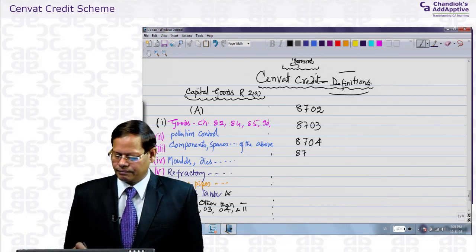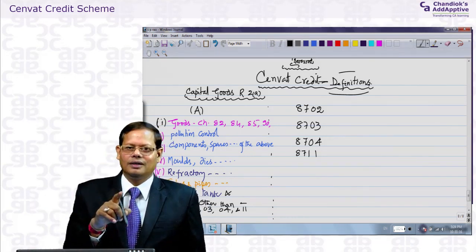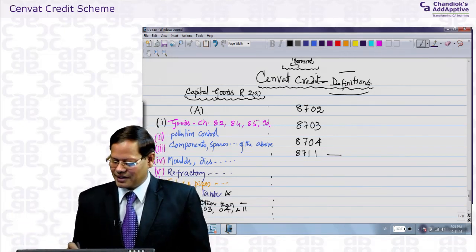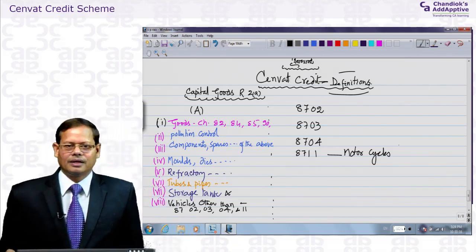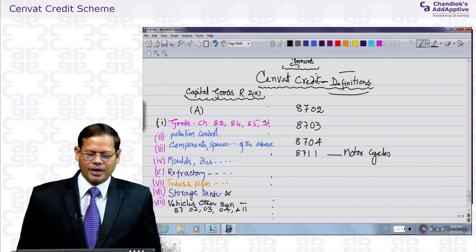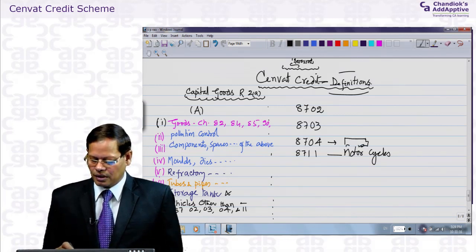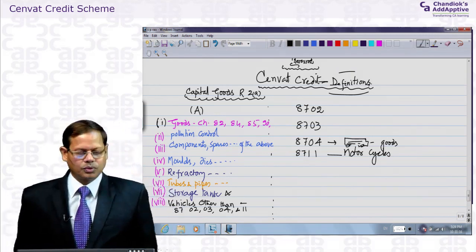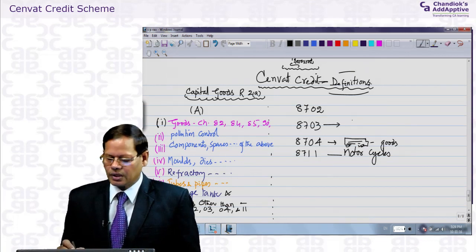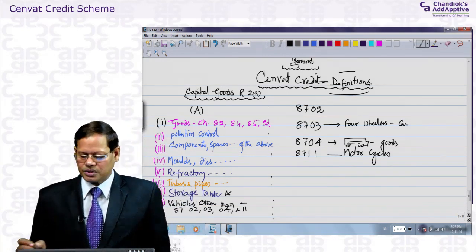And again, then only 8711. 11 means it is a 2-wheeler. So I can write here motor vehicles, 11 means 2-wheeler, motor cycles. These are motor cycles, and 8704 you can say heavy vehicles, trucks, etcetera, used in transport of goods. And 8703, I think these are 4-wheelers, something like cars, carrying not more than 10 persons, 4-wheelers, cars, etc.